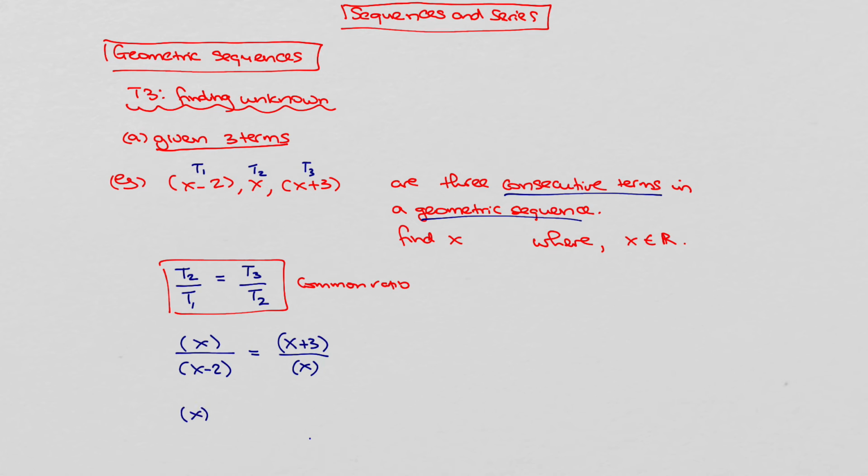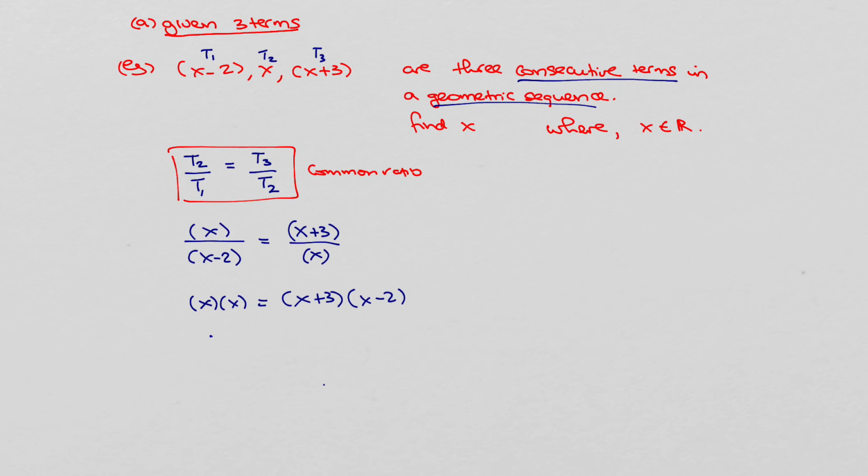So we have x by x is equal to x plus 3 by x minus 2. So if I multiply out my brackets there, we have x squared is equal to x squared minus 2x plus 3x minus 6. So bringing everything to one side, that leaves me with x is equal to 6.